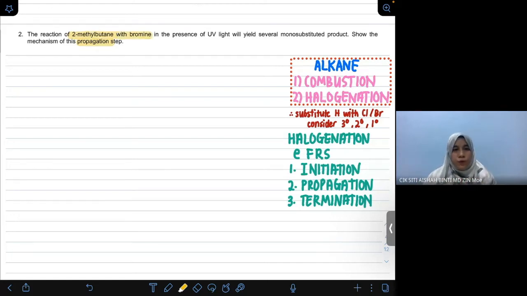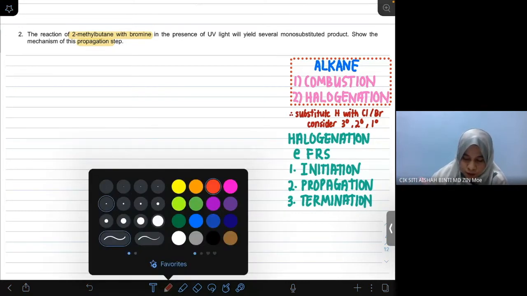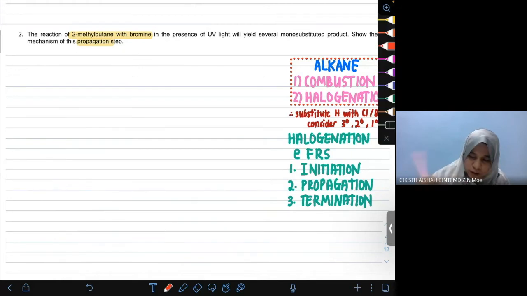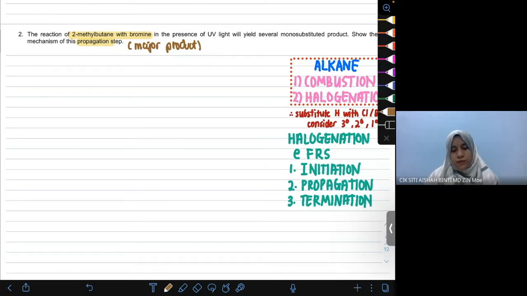Okay, so before we do the mechanism, first thing first, we have to draw, ataupun we have to write down the equation. Sebab for the mechanism itself, the propagation step ni must be for the major product. Even though it does not specify to you, we have to assume lah, maknanya kita nak the major product itself. So what should we do? We have to write down the equation.